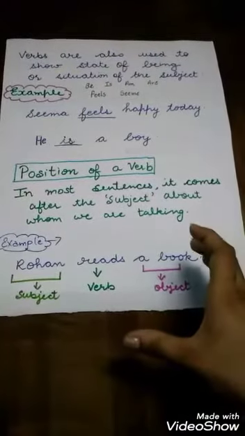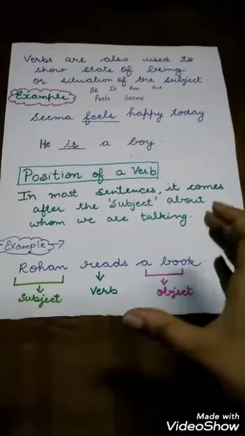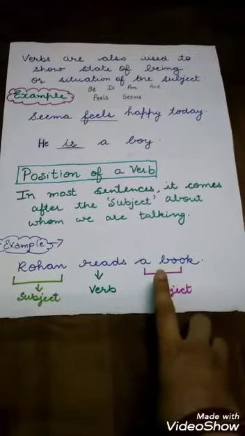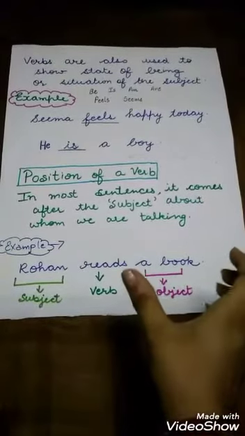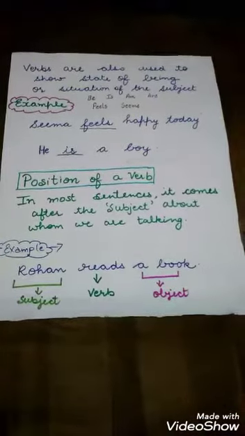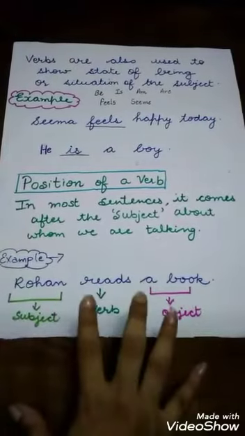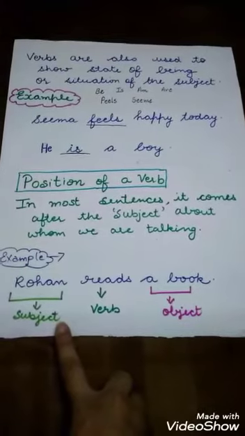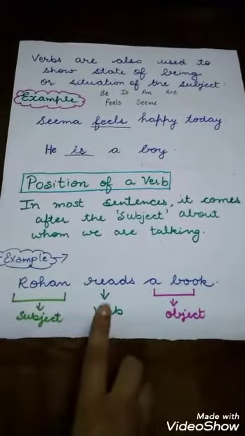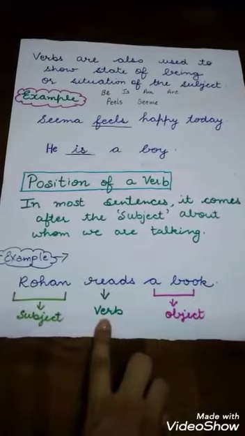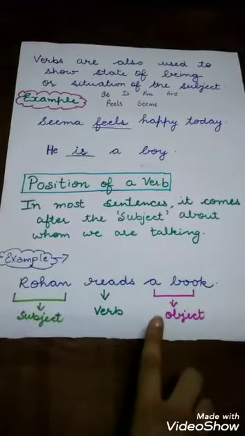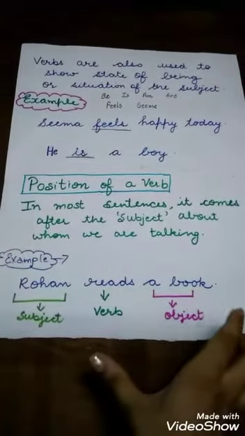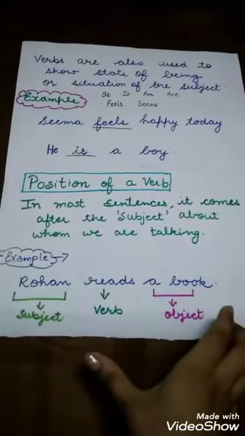Now on which object or which thing is he performing an action? He is reading a book. So a book is an object here. Students, properly observe this sentence. After writing the subject about whom we are talking, we write the verb in our sentence. And after writing the verb, we write down the object on which the action is performed.